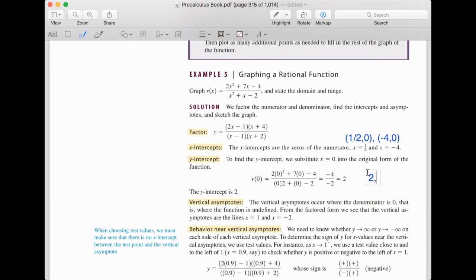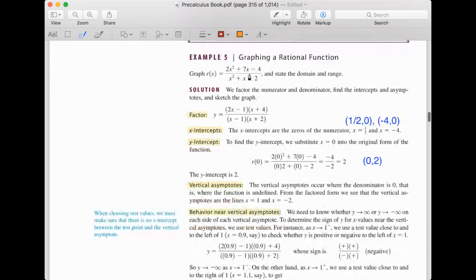The y-intercept is 0, comma 2. Right? Okay, we have 3 points now. Now let's find the vertical asymptotes. Right? Vertical asymptotes by setting the denominator to be 0.